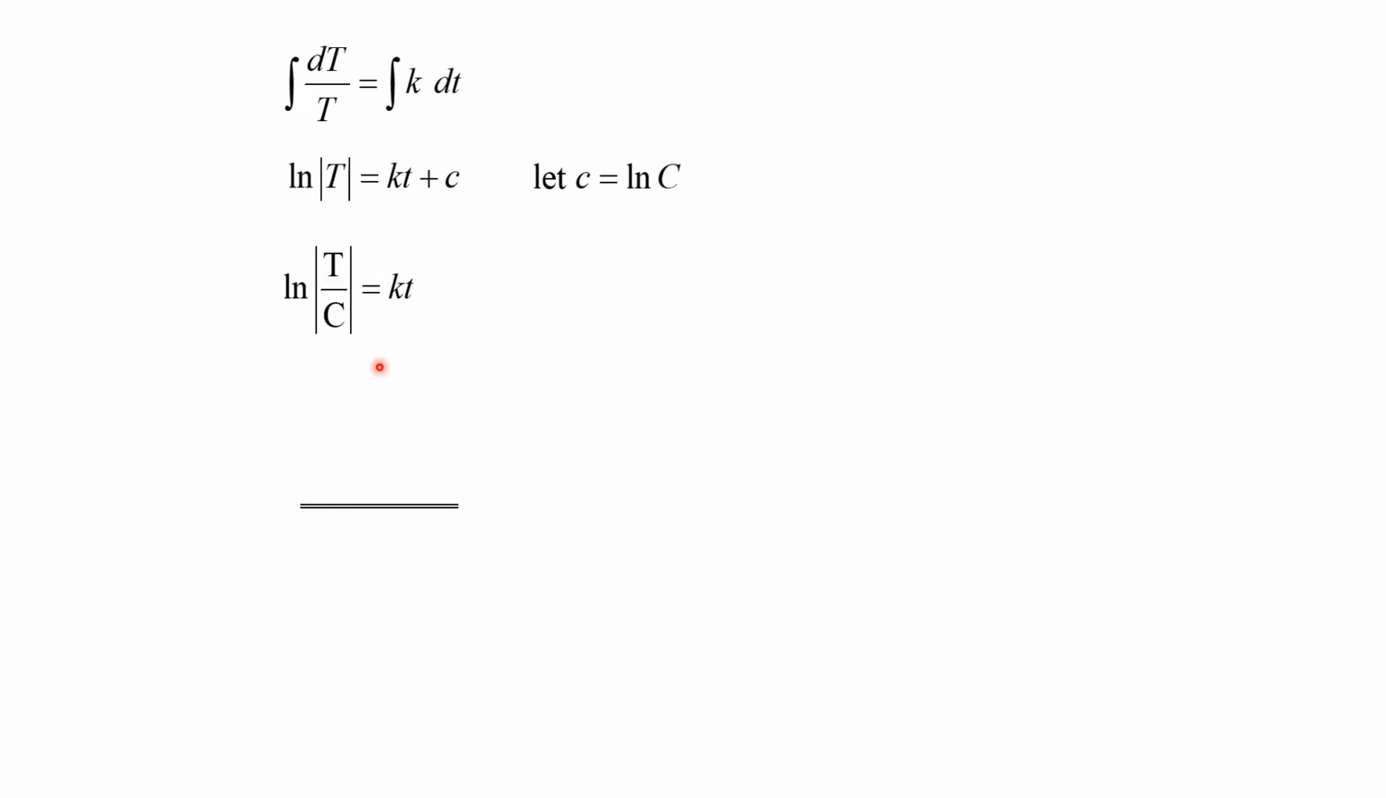In order to get rid of ln, you introduce e to the power of kt on the right. So T over c equals e to the power of kt, and we bring the c over. T equals c e to the power of kt. And then using the initial condition, we substitute c as T0. Substituting it, you will arrive at your final particular solution, which is T0 e to the power of kt.